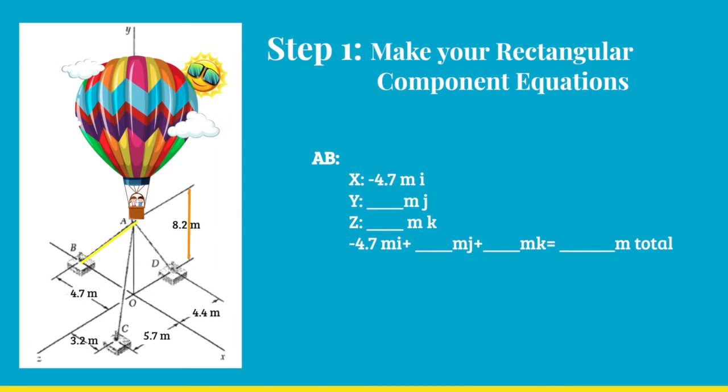Now, the orange line shows the Y component. As the cable goes from A to B, it goes down 8.2 meters, so it is therefore a negative 8.2 meters, and we can substitute this value into the appropriate areas.